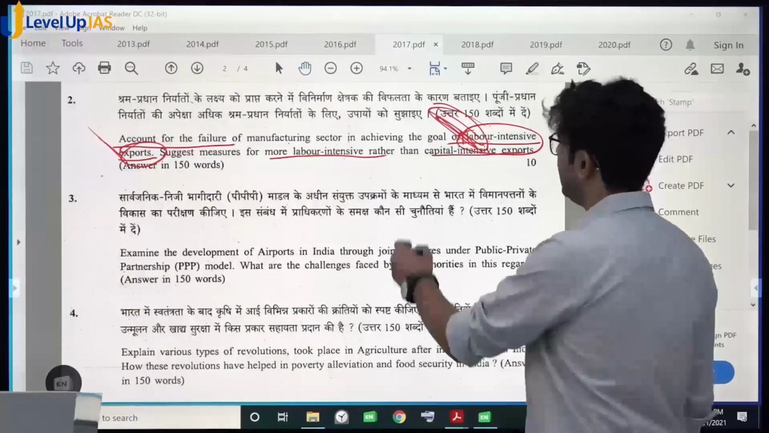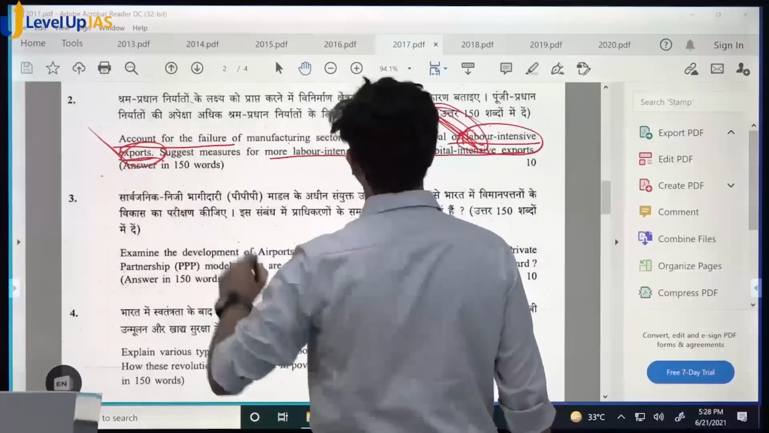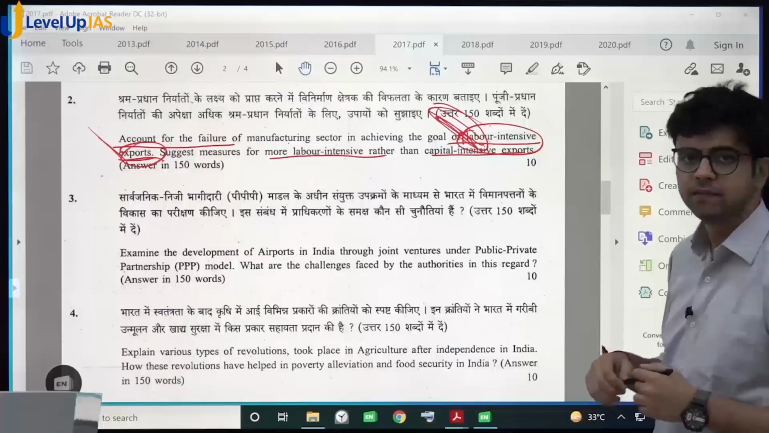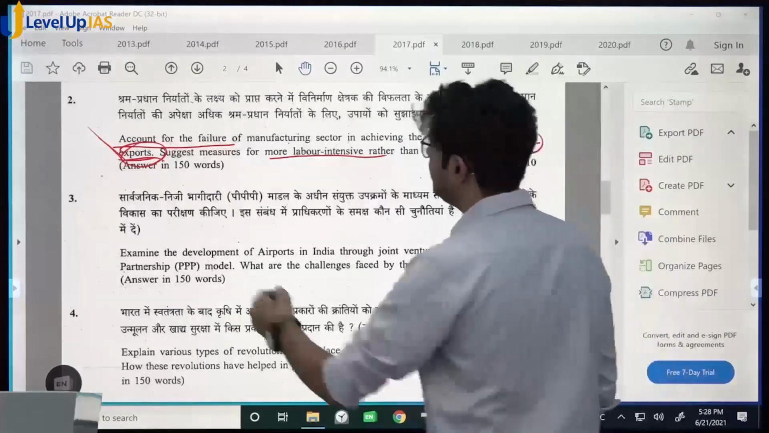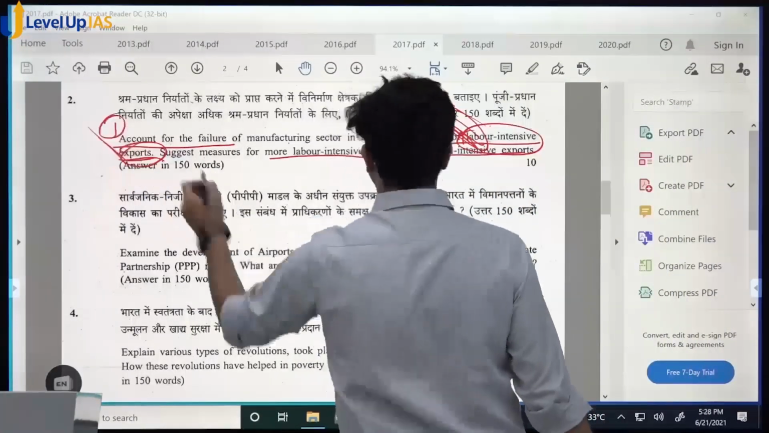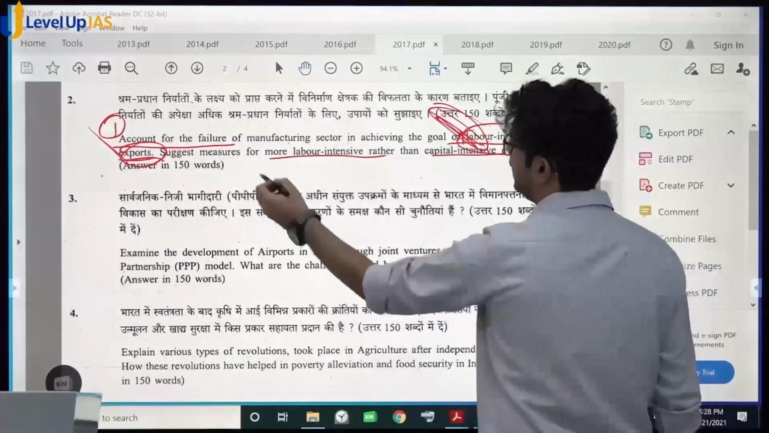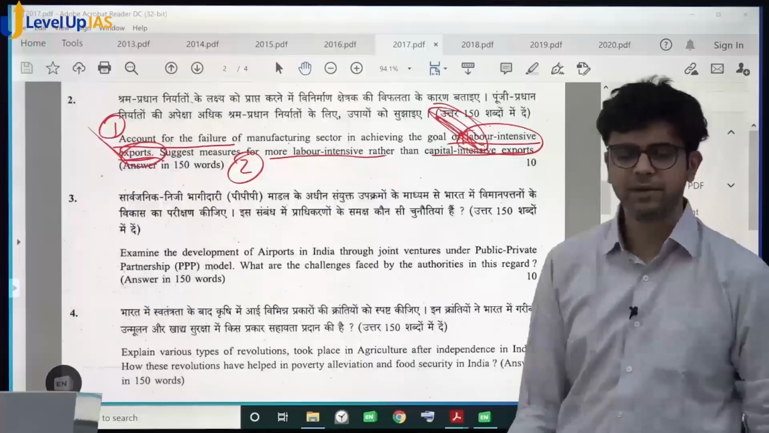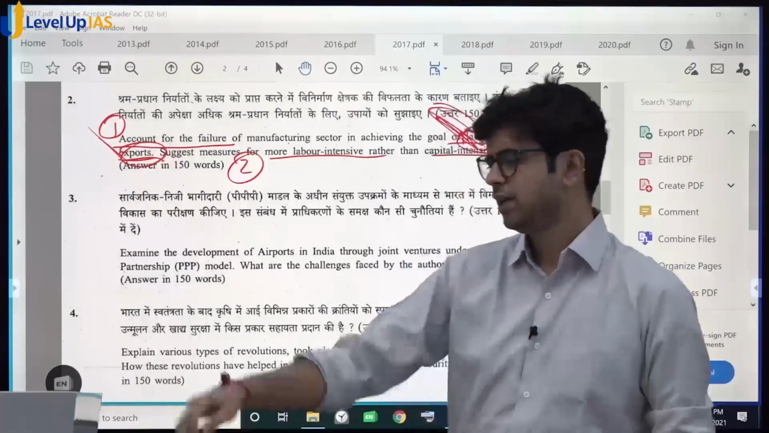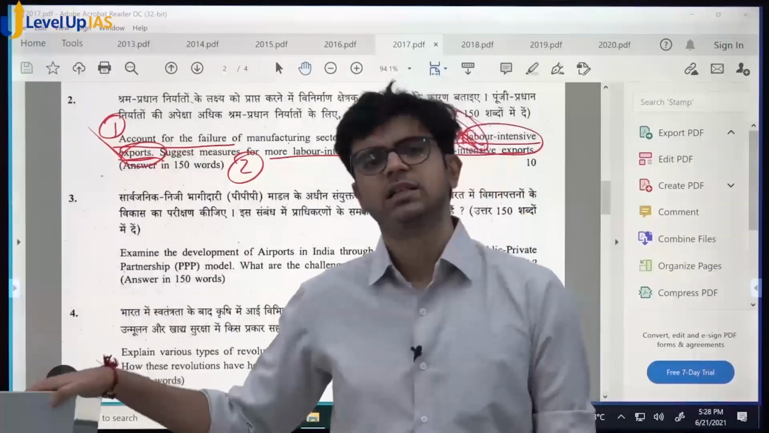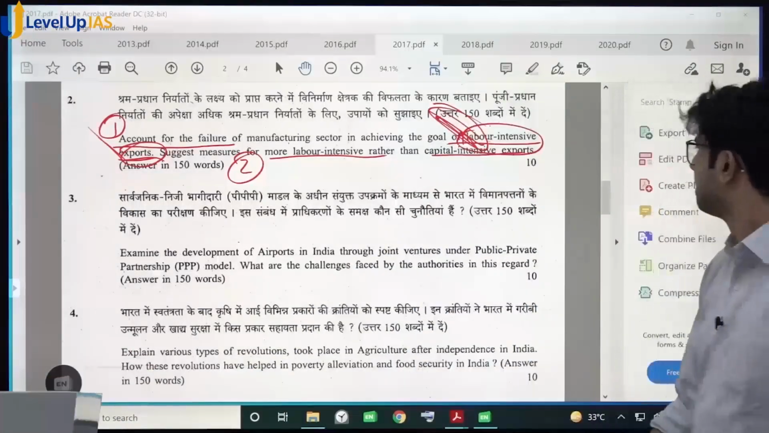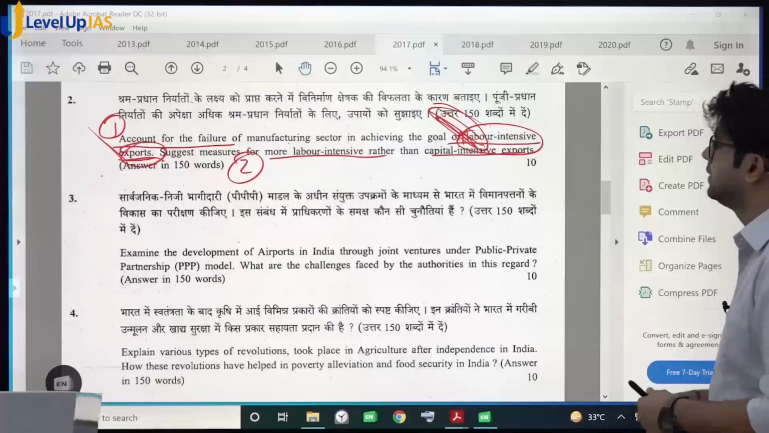Labor intensive hai. Now tell me, how many parts are there in the question? Give reasons, first part. Second part, suggest measures. There are 2 parts primarily. There can be more parts, there can be less parts. Primarily, roughly, we are doing this exercise. There are 2 parts.